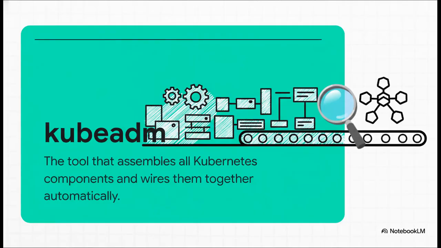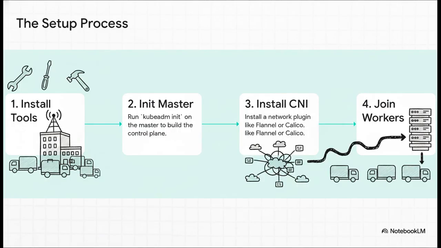So, how in the world do we install and connect all those components we just learned about? I mean, doing it by hand would be an absolute nightmare, super complex and easy to mess up. But thankfully, we have a secret weapon, kubeadm. This tool is like an automated assembly line. It takes all those individual parts and just wires them together perfectly to create a working cluster for us. And honestly, kubeadm makes the whole process pretty straightforward.